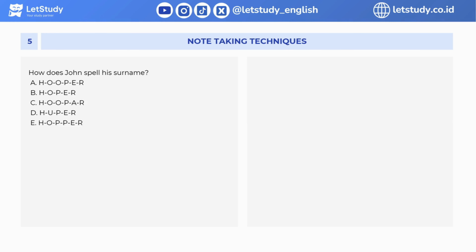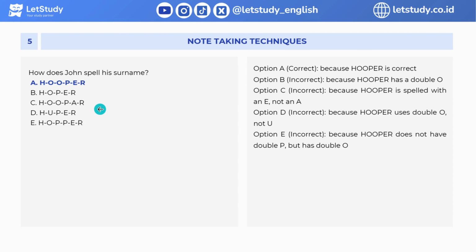Question number 5. How does John spell his surname? There are several choices. And the answer is A. Hooper. So when you listen to the conversation, John actually spelled how he pronounced the surname. He said Hooper, not the other choices.